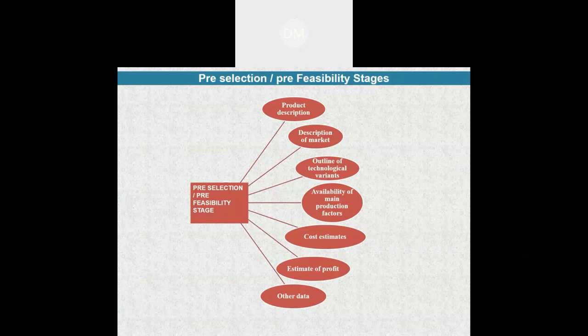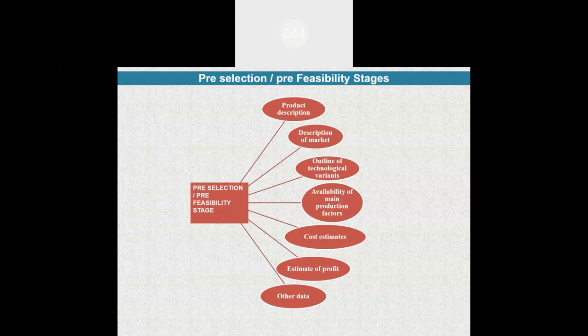Then outline of technological variants. So the technology choices that exist for manufacturing the product should be described briefly. So which technology we have applied for preparation of these products. So any new techniques, day by day new techniques are available in markets, and reduce the cost of the product. So when new technology is applied and a new product is developed, at that time there is immediate reduction in cost. Okay, so which technology we have applied for development of such type of products. Then availability of main production factors. Main production factors means availability of raw material. So from the food industry point of view, more than 50% of product is related to raw materials, availability of raw materials.